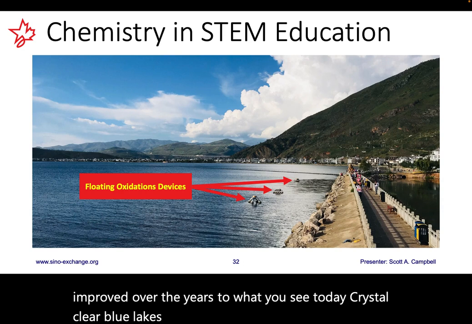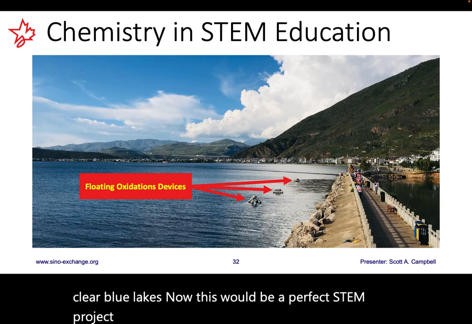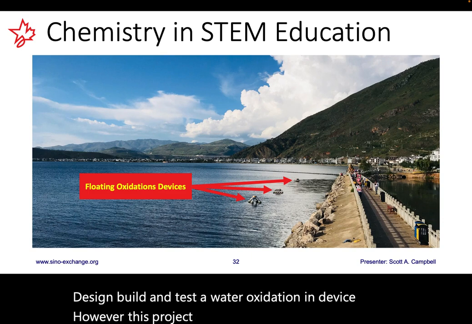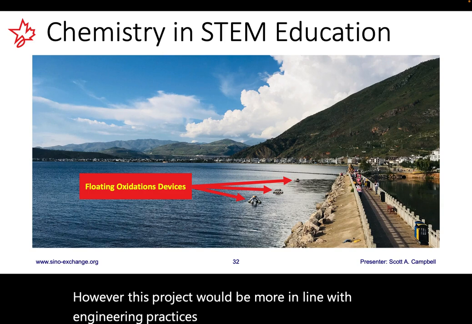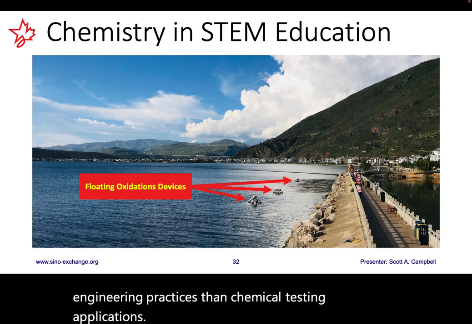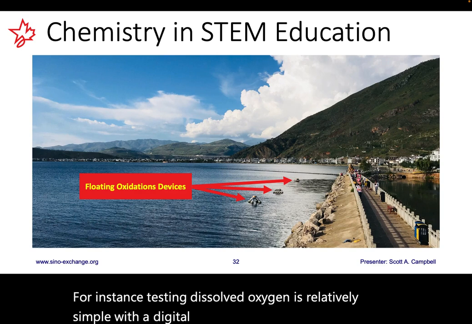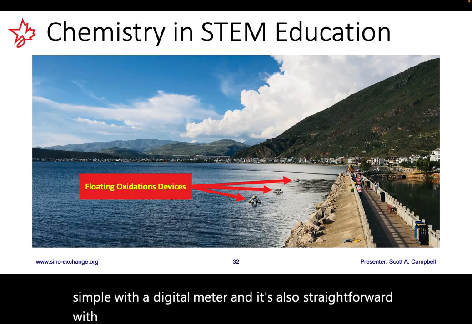Now, this would be a perfect STEM project for students to undertake: design, build, and test a water oxidation device. However, this project would be more in line with engineering practices than chemical testing applications. For instance, testing dissolved oxygen is relatively simple with a digital meter, and it's also straightforward with reagents as well. So the test itself is not difficult.